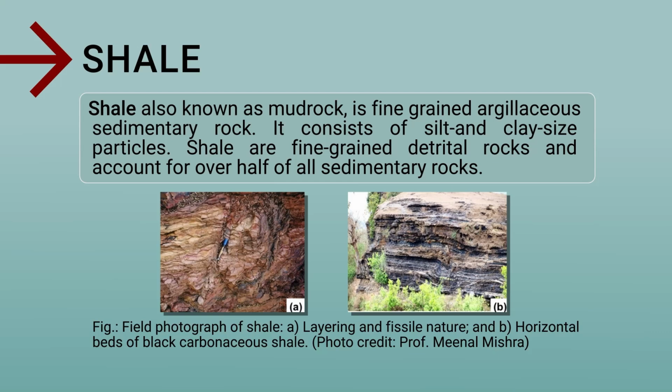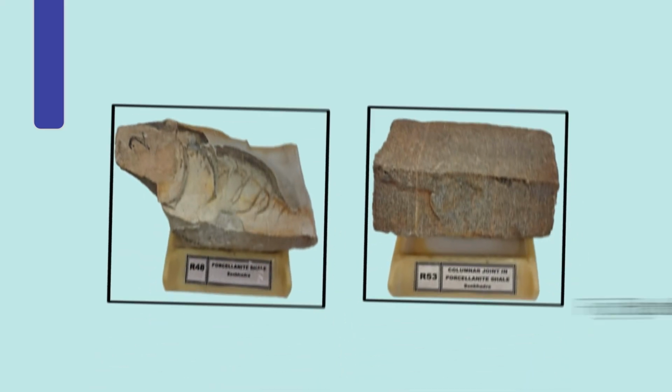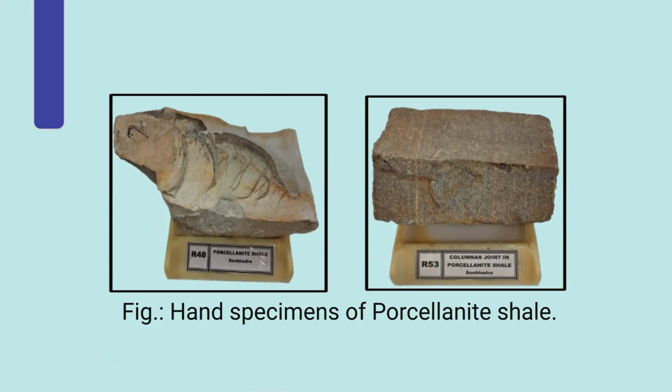Here you can see the field photograph of shale in figure A, where you can see layering, and they are of fissile nature, and in photograph B you can see the horizontal beds of black carbonaceous shales. This is another hand specimen of porcellanite shale where you can see the grains, and in another hand specimen you can see the columnar joints in porcellanite shale.